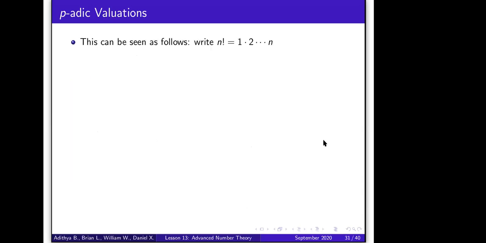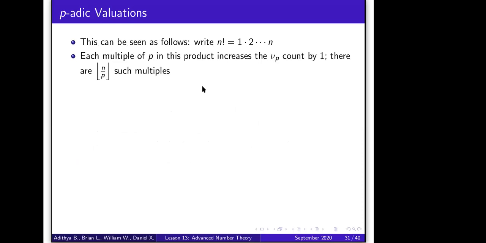Well, let's move on then. So if you haven't seen VPs before, or Legendre's formula before, you can prove it as follows. If we write n factorial as the product of these integers, each multiple of p in the product is going to contribute one factor of p to the VP of n factorial. So for each multiple of p, we increase the total count by 1. And the number of multiples of p in this product is just the floor of n over p.